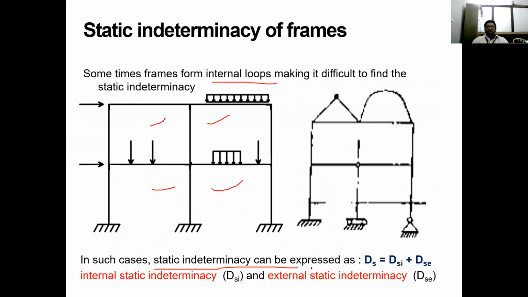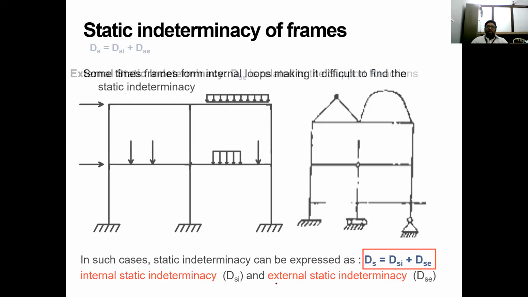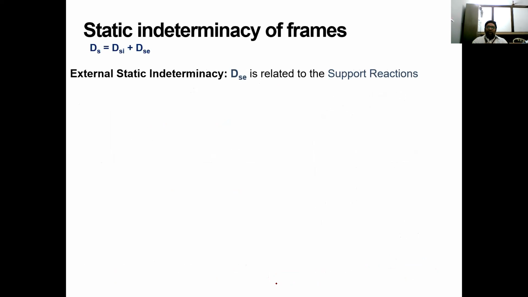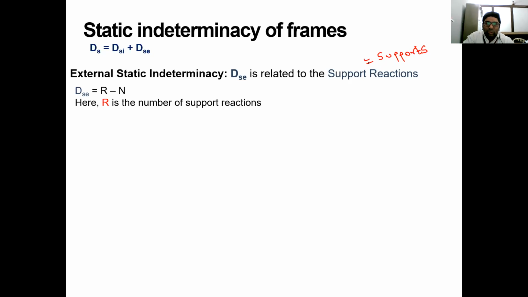In such cases, static indeterminacy can be expressed as: ds, the degree of static indeterminacy for a frame, is equal to the degree of internal static indeterminacy plus external static indeterminacy. Internal as well as external. So let us see how we differentiate both. What is external, what is internal? The name itself says it, right? External indeterminacy corresponds to the supports, and it only talks about the support reactions.